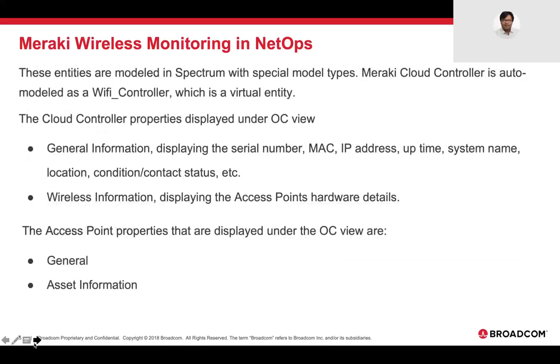So again, if I talk of what you see, we'll actually see them in the demonstration. If I talk of the cloud controller, on the Spectrum one click, you'll be able to see the general information, the serial number, the MAC, IP address, the location and that sort of thing. And from an access point perspective, you'll also be able to see the general and the asset information details. And we'll see that when I log into the actual demo environment.